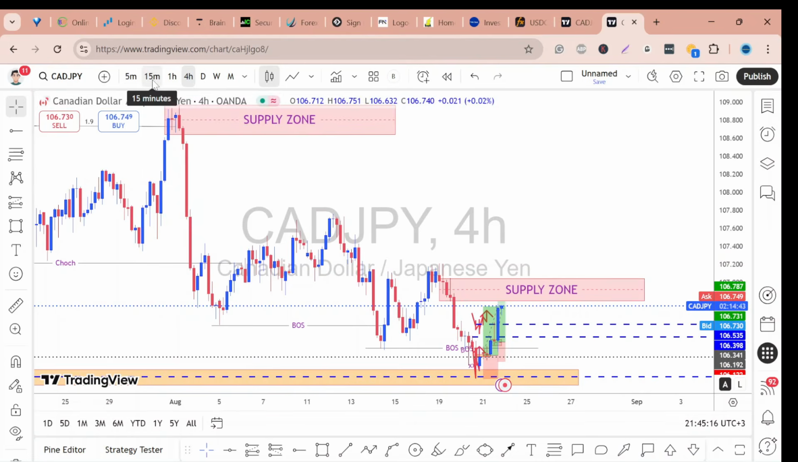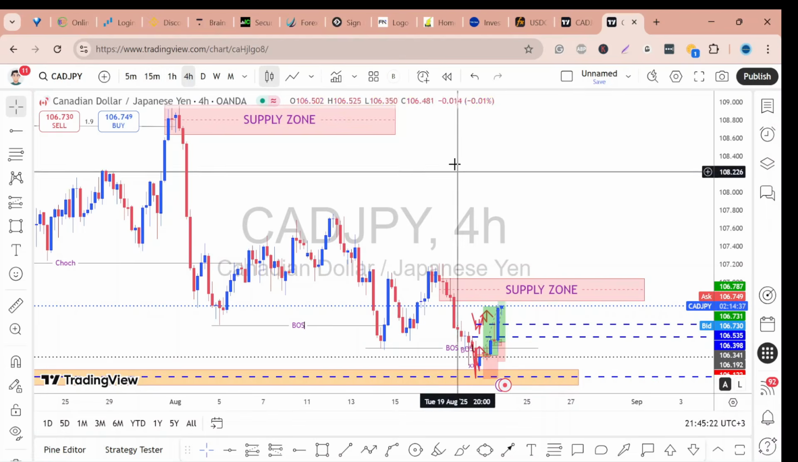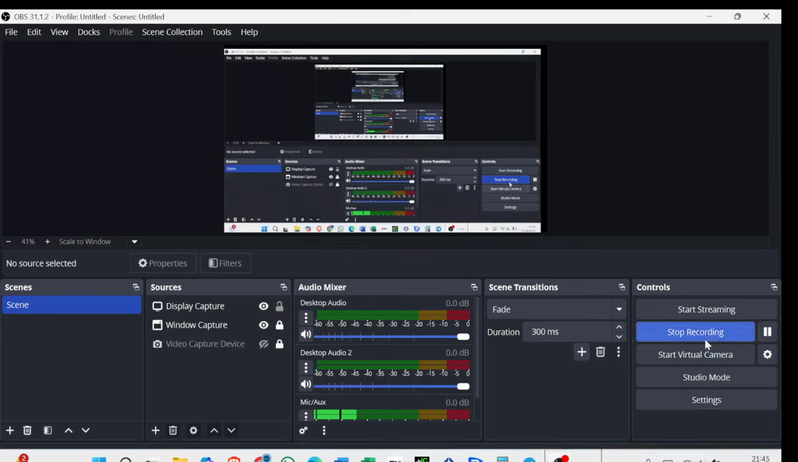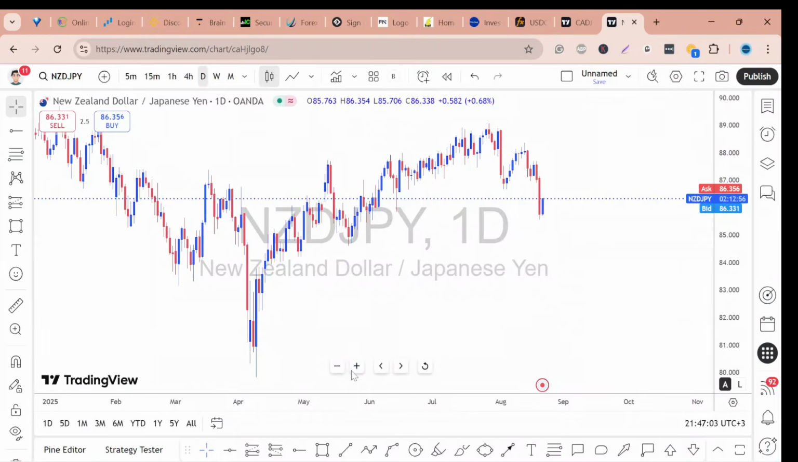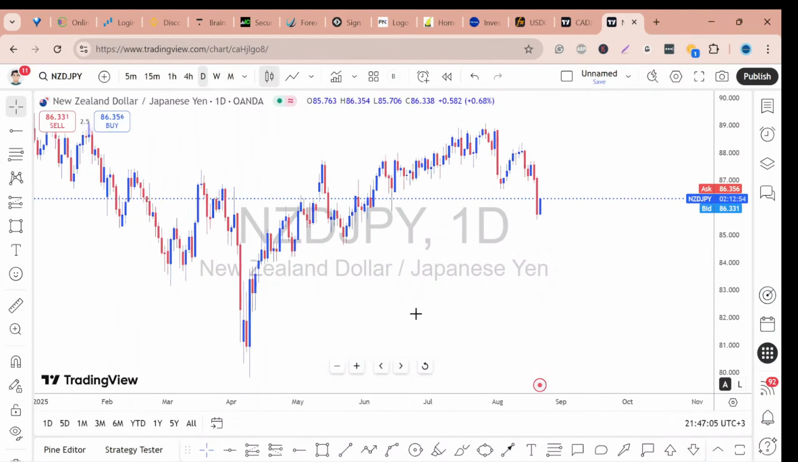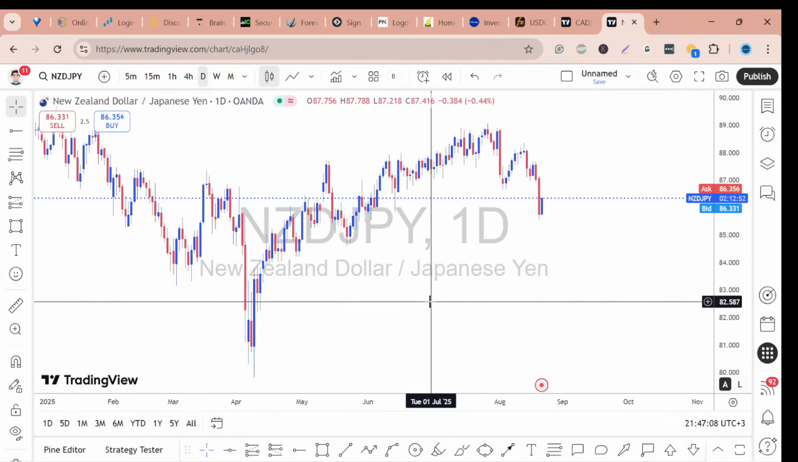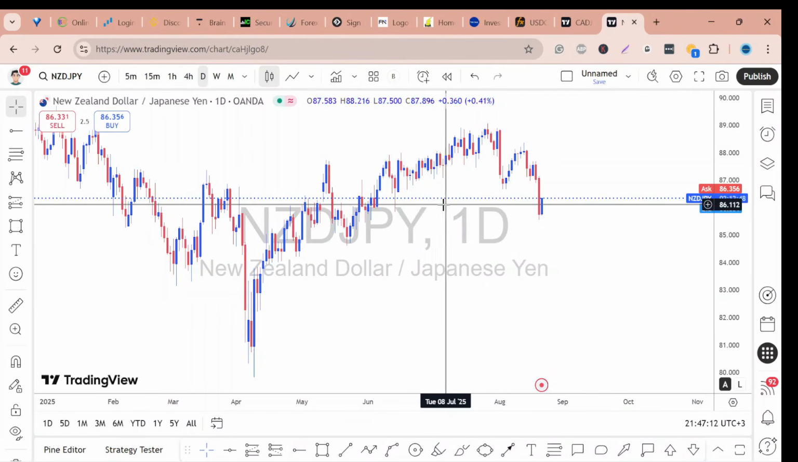Now I want to show you another setup so that you can understand it deeper. Now this is another setup of NZJPY, just a similar setup, and actually for this trade I was able to send it in our VIP community group.